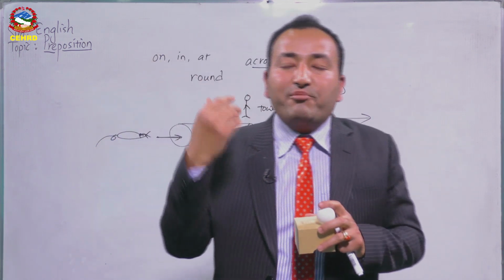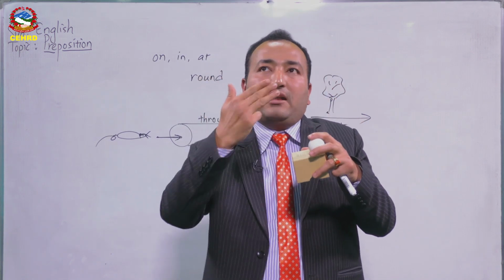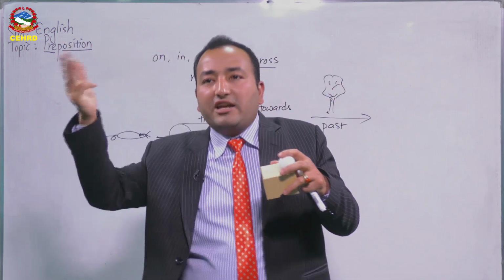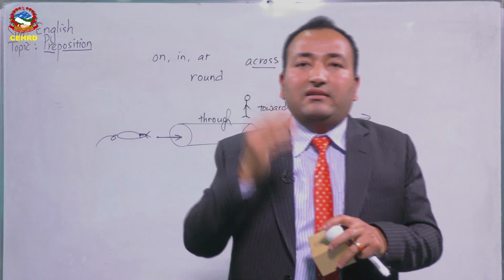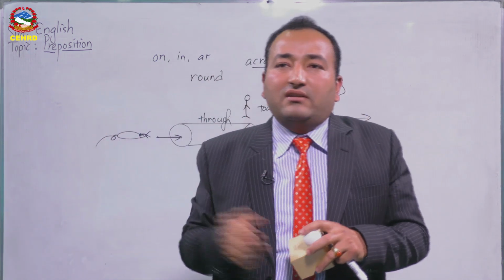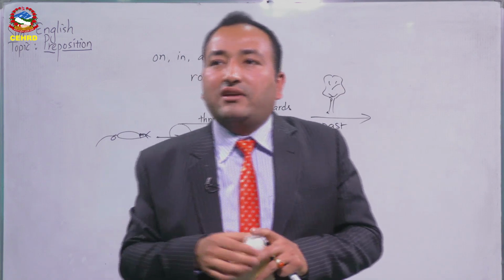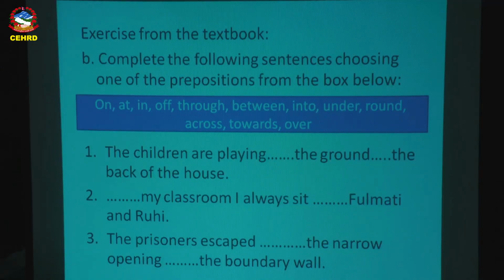And through, I already told you, between these two. Nepal is in between China and India, like that. Ram is sitting between Gita and Hari. Into, told you already. So these prepositions, I think you can do the exercises yourself, right? For example, let me do it. Question number 1. The children are playing on the ground. Where? On the ground, at the back of the house. So this way, you just do it. Number 2, you can write in my classroom, right?